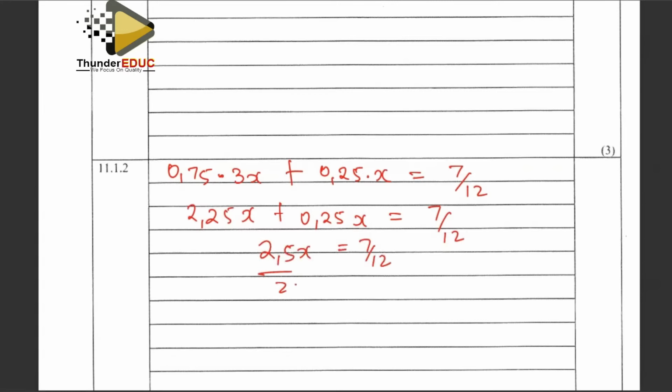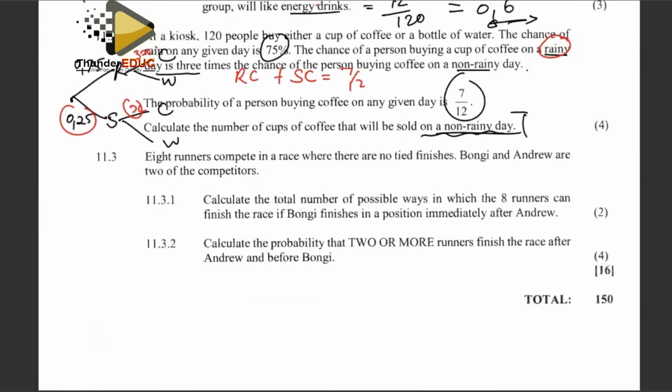Then divide both sides by 2.5. Okay, so what is our x? When I divide by 2.5, it gives me 7 over 30. So this is just the probability, or the X value, of getting the coffee.